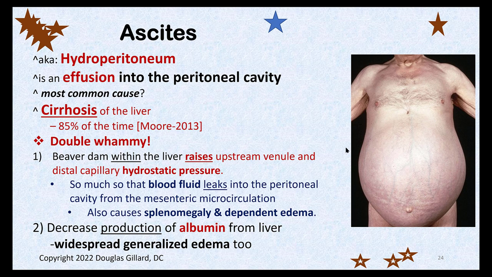And as we said already, it's a double whammy, because the liver makes albumin. So without albumin, you're going to swell over your whole body. So you have that going on. Plus, you have a backup of blood. You can't get portal blood, and you can't get inferior vena cava blood through the liver. So it backs up and it drains out. The blood fluid accumulates in the belly, in the peritoneal cavity, and in the lower extremity as well. So you do get a semi-general edema with this as well.